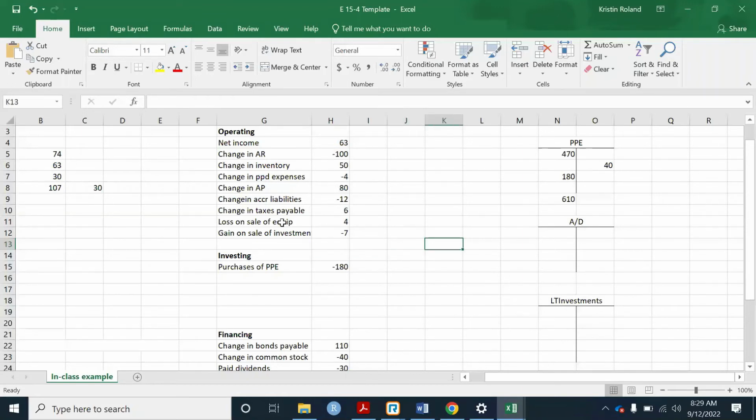Okay, then we're going to deal with accumulated depreciation. What's my beginning balance in accumulated depreciation? $85, good. And what's my ending balance in accumulated depreciation? 93. Good.